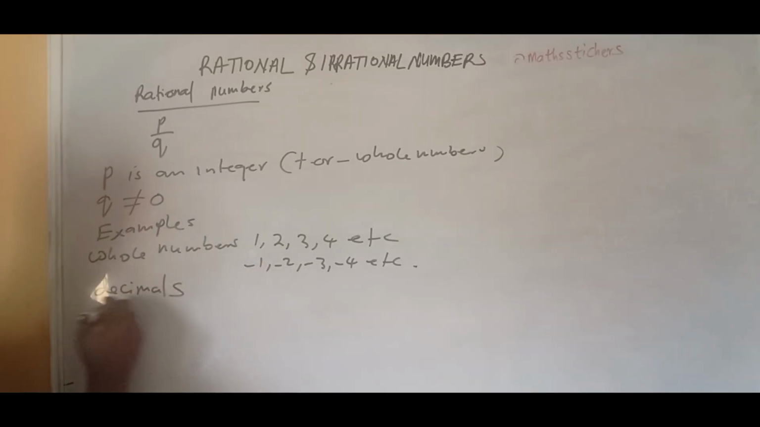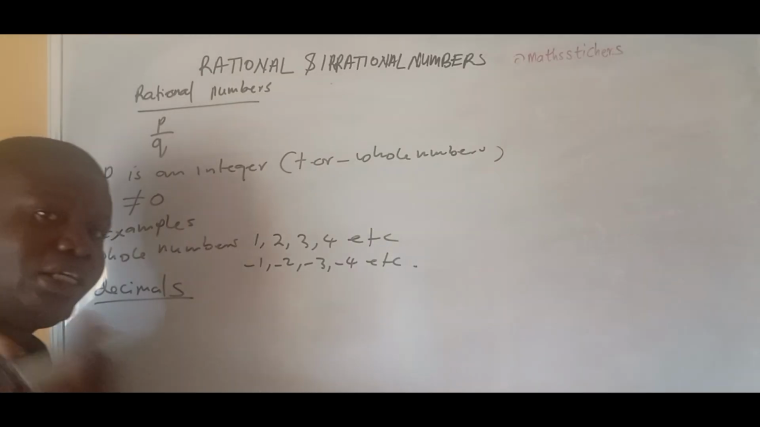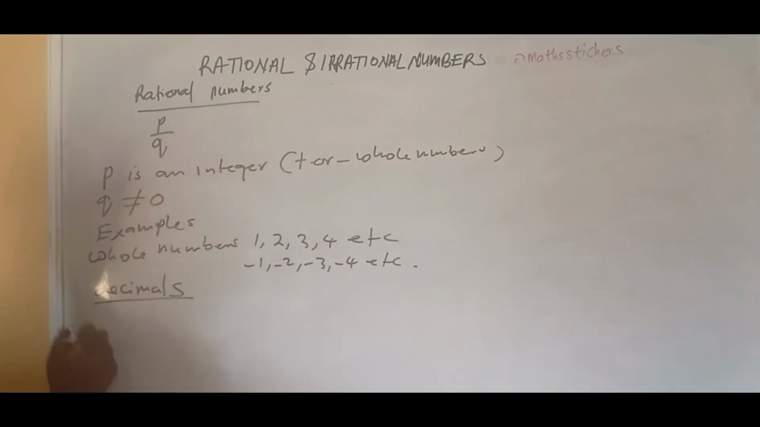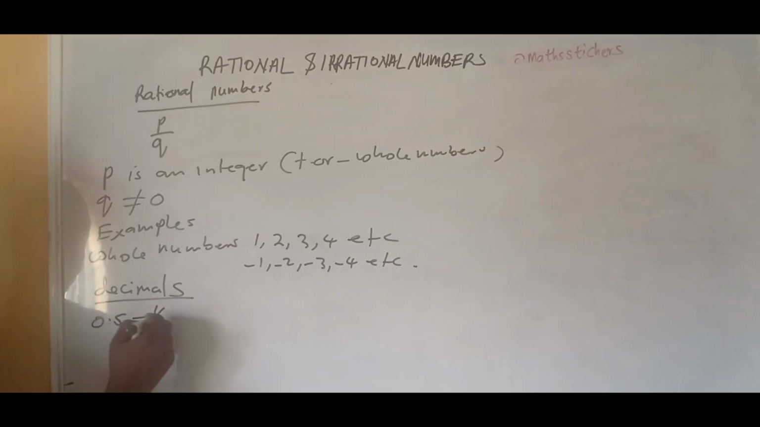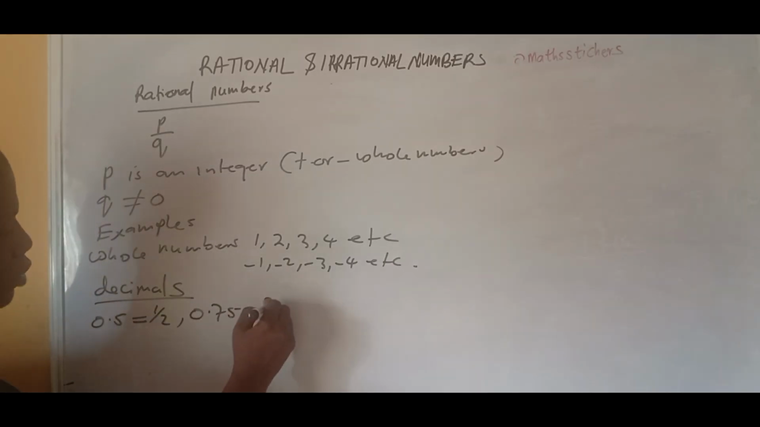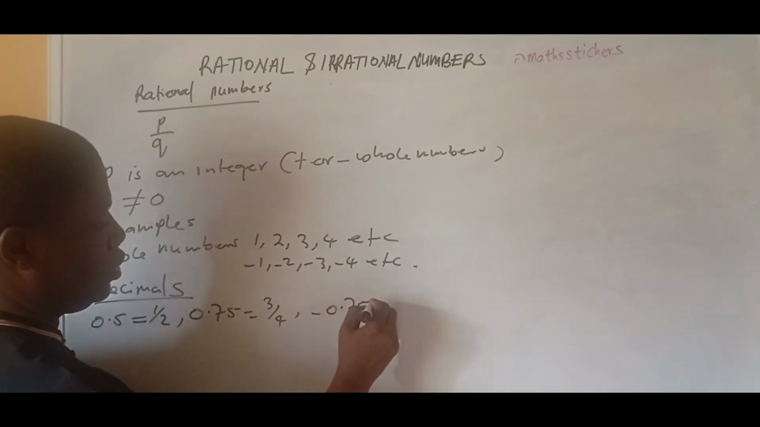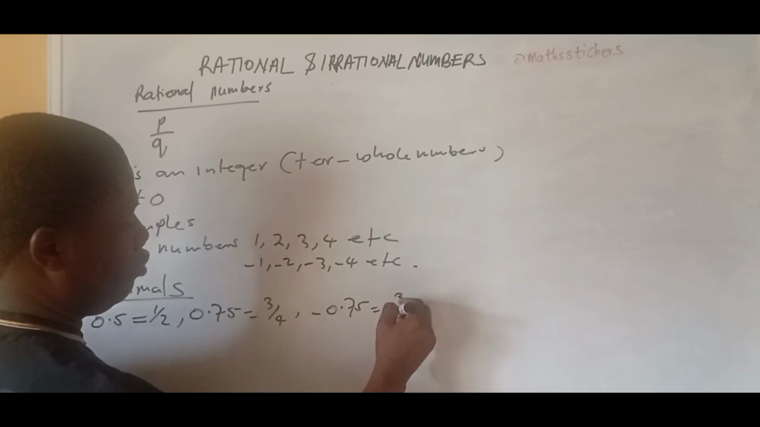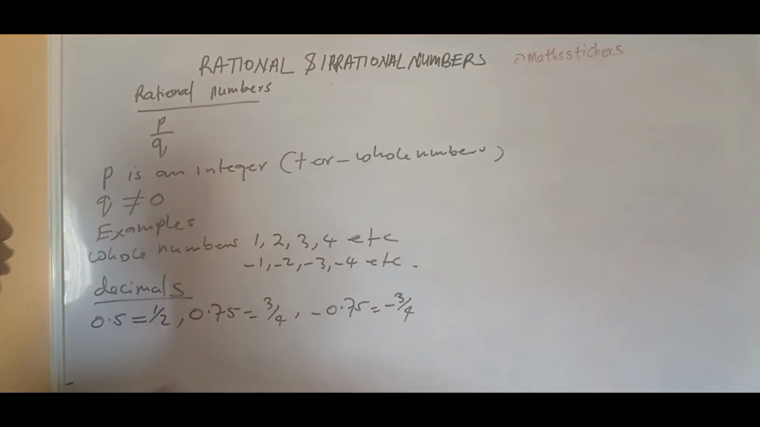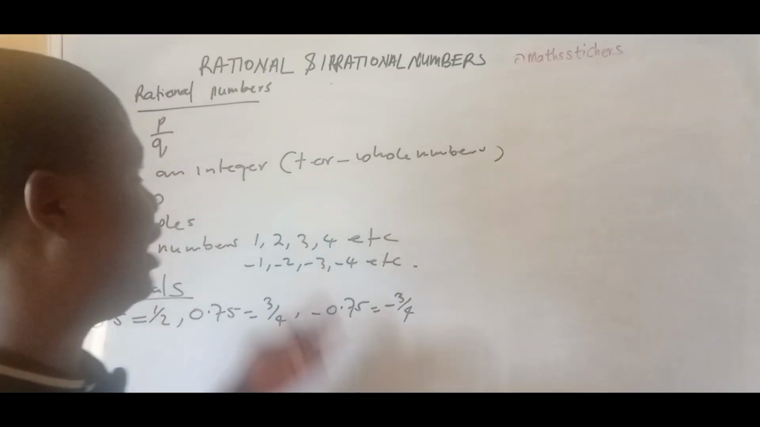So we can as well regard decimals as rational numbers. Okay? So decimals that are terminating. So we have terminating decimals such as 0.5. We know that 0.5 is the same thing as 1 over 2. We have 0.75, which is 3 over 4. We have minus 0.75, which is minus 3 over 4.